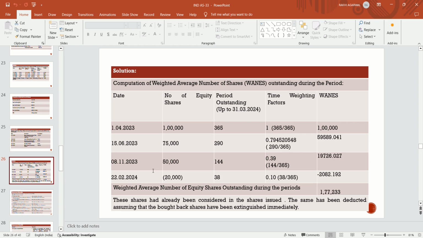So in this case, we are calculating the period outstanding on the basis of days, that is 365 days. On 1st April 2023, the number of shares issued by the entity is 1 lakh, meaning the opening balance at the beginning of the year is 1 lakh. So it should be calculated for a period of 1 year, so 365 days. The time weighting factor is 365 divided by 365, so it becomes 1 lakh.